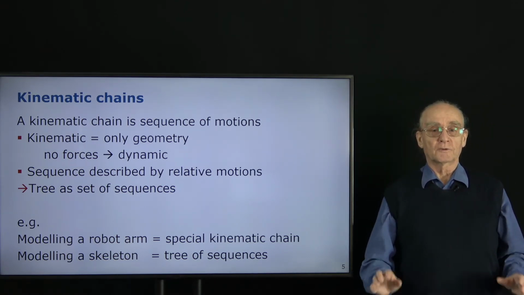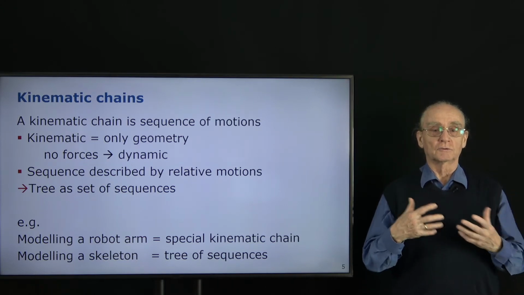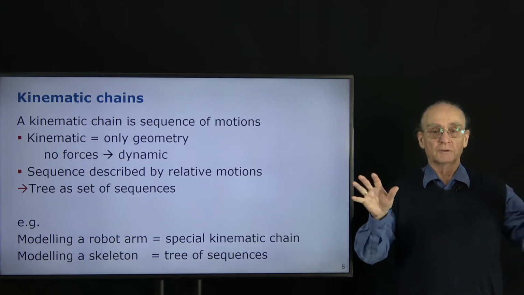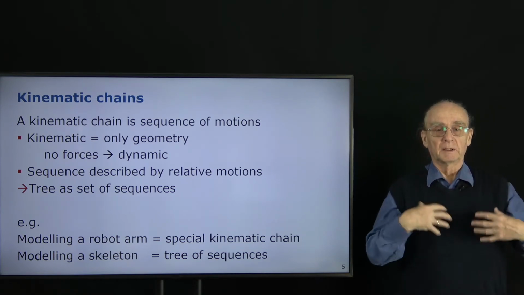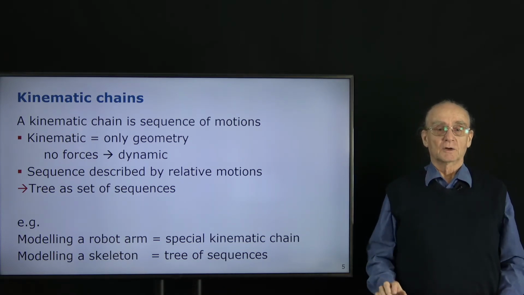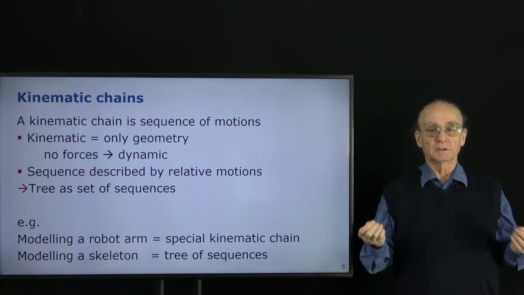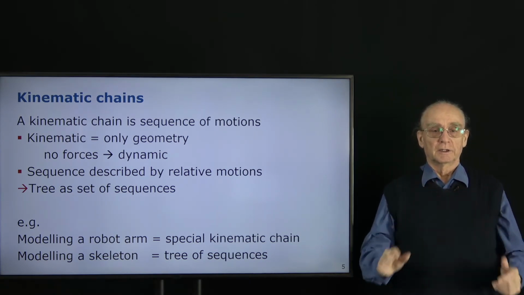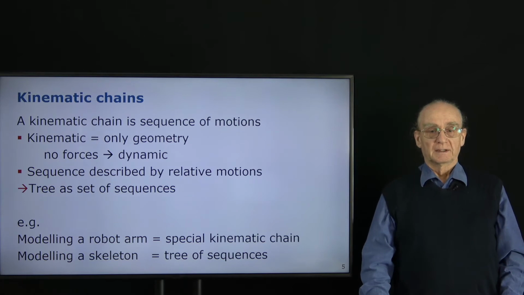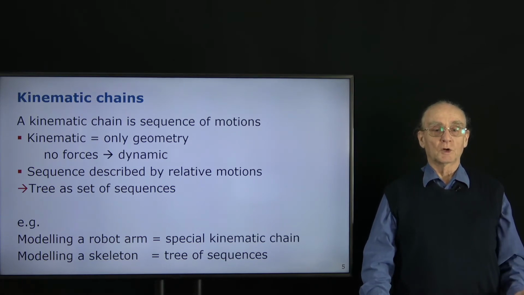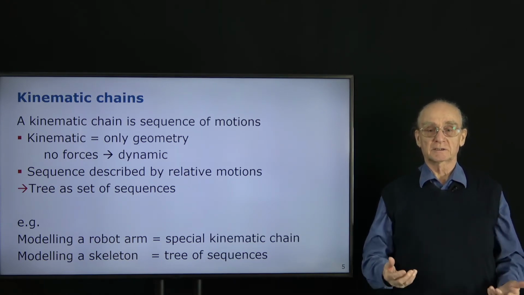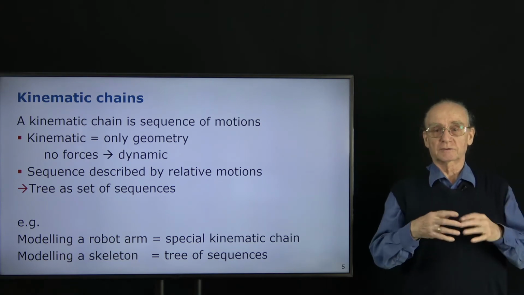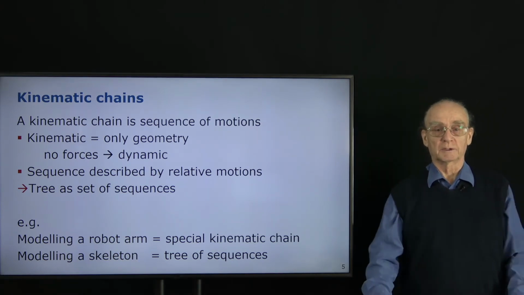And as you saw for the skeletons of humans or robots, you have several sequences, like for the left arm or the right arm, or for the legs. Each of them is a sequence, but they are connected to a tree-like structure. And that means we would like to know how to model such robot arms. And of course, these robot arms are special kinematic chains, in contrast to the more general one where the motion can be arbitrary.